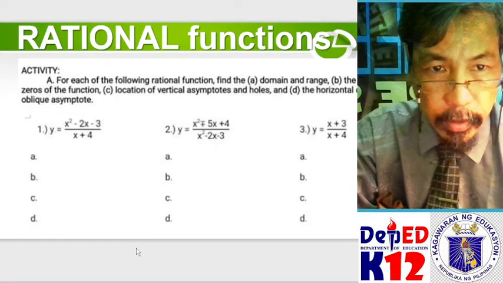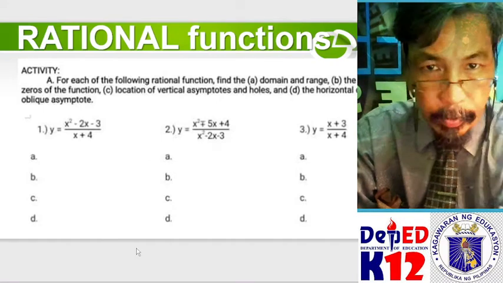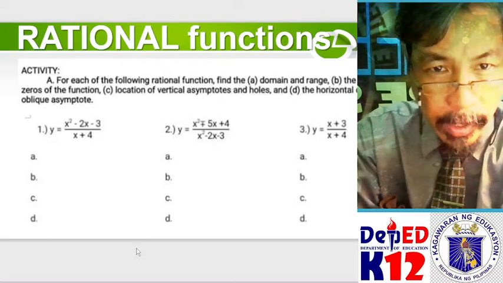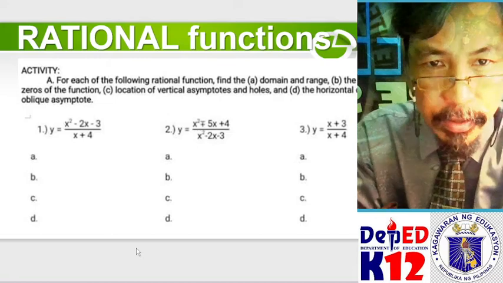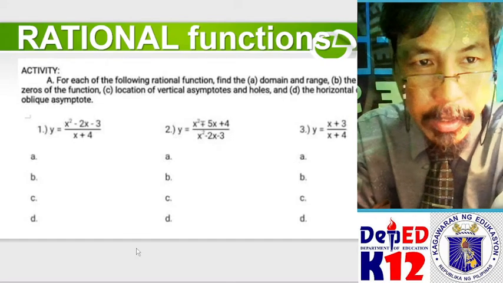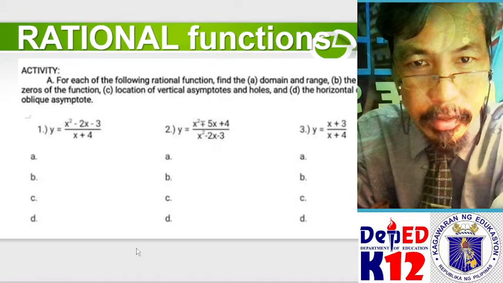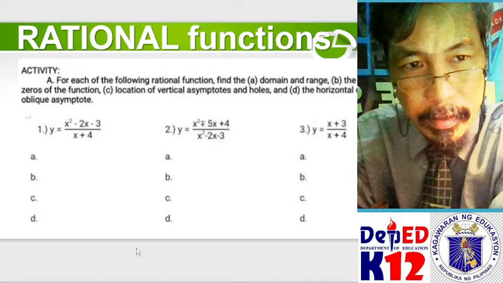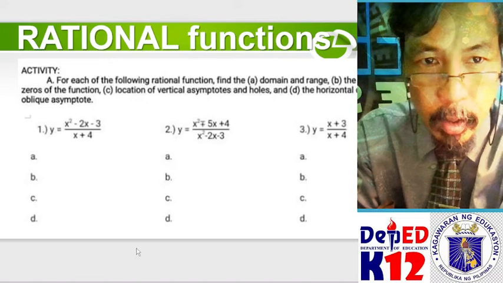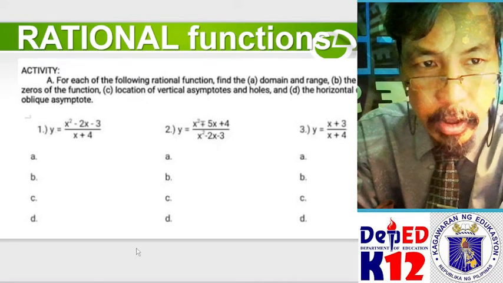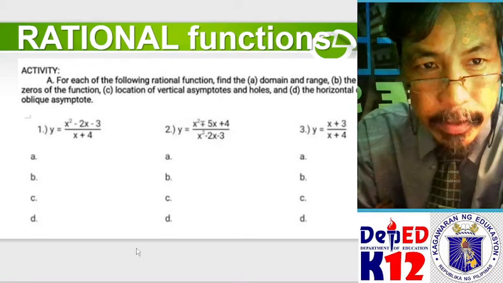So, we have here a problem that for each of the rational functions, we are asked to find the domain and range. So domain and range. What do we mean by domain and range? The zeros of the functions. That is letter B. And letter C, location of vertical asymptotes and holes and horizontal or oblique asymptotes. Let us explain the terminologies one by one.